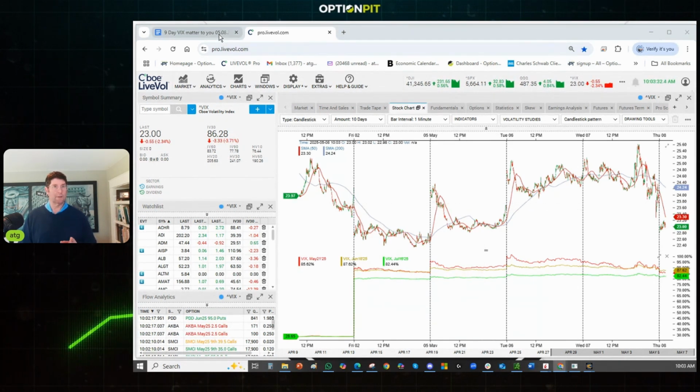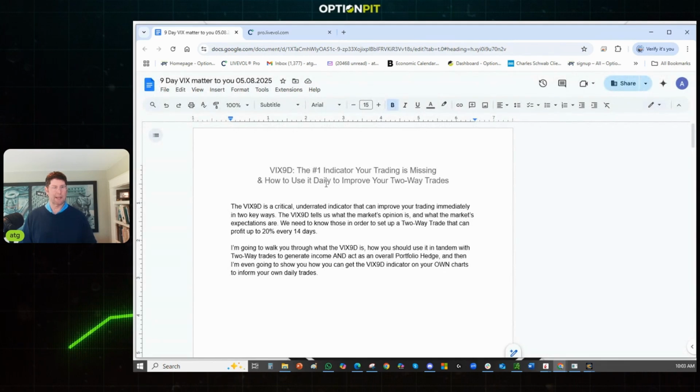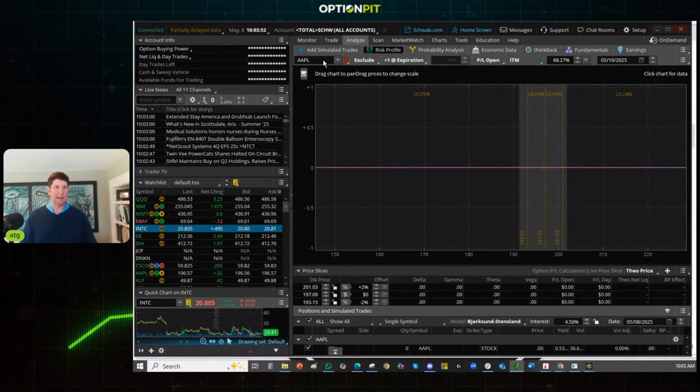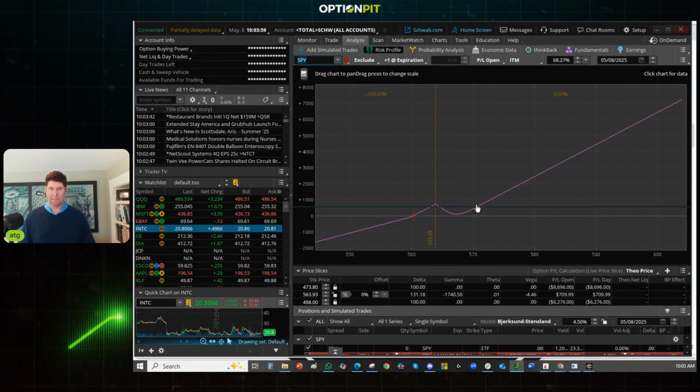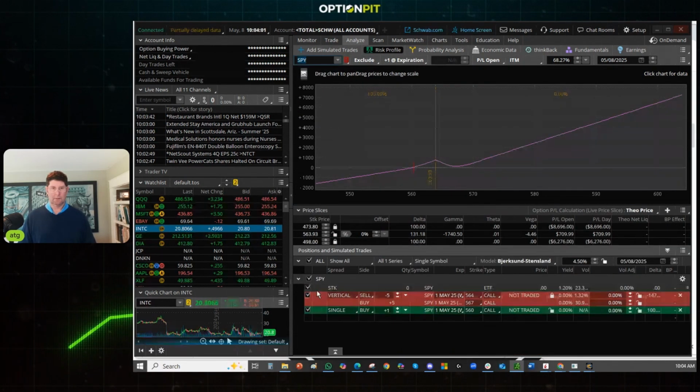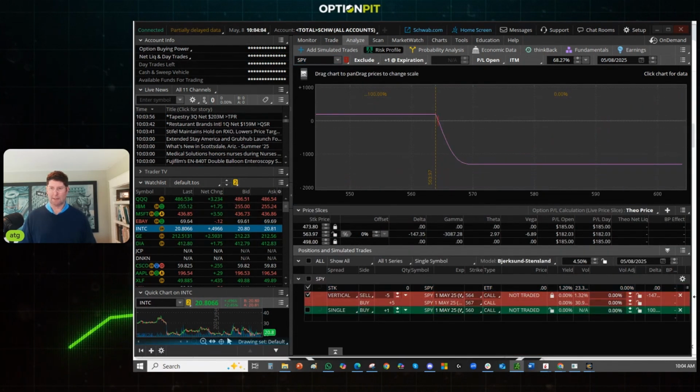So what I want to do today is understand the importance of the VIX 9-day indicator, how it will help your trading, how it will improve your trades, or how you improve looking at the market. The first thing I want to do is get you a little understanding of why a 9-day option actually matters. So we're looking at the SPY. Just ignore these little ramblings here.